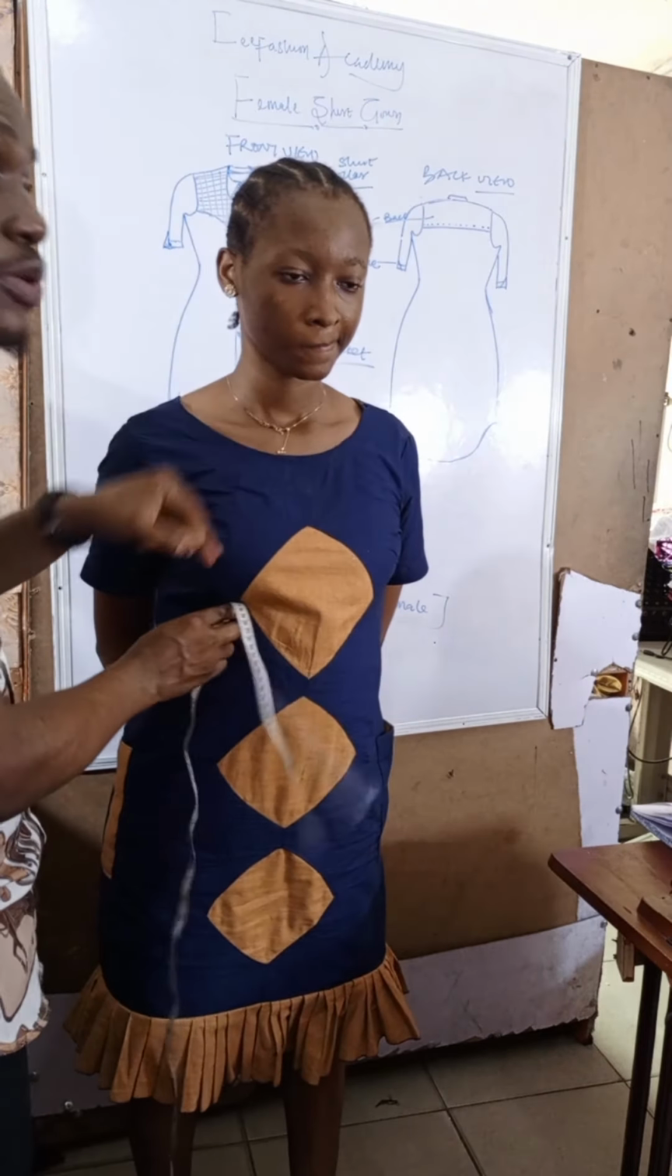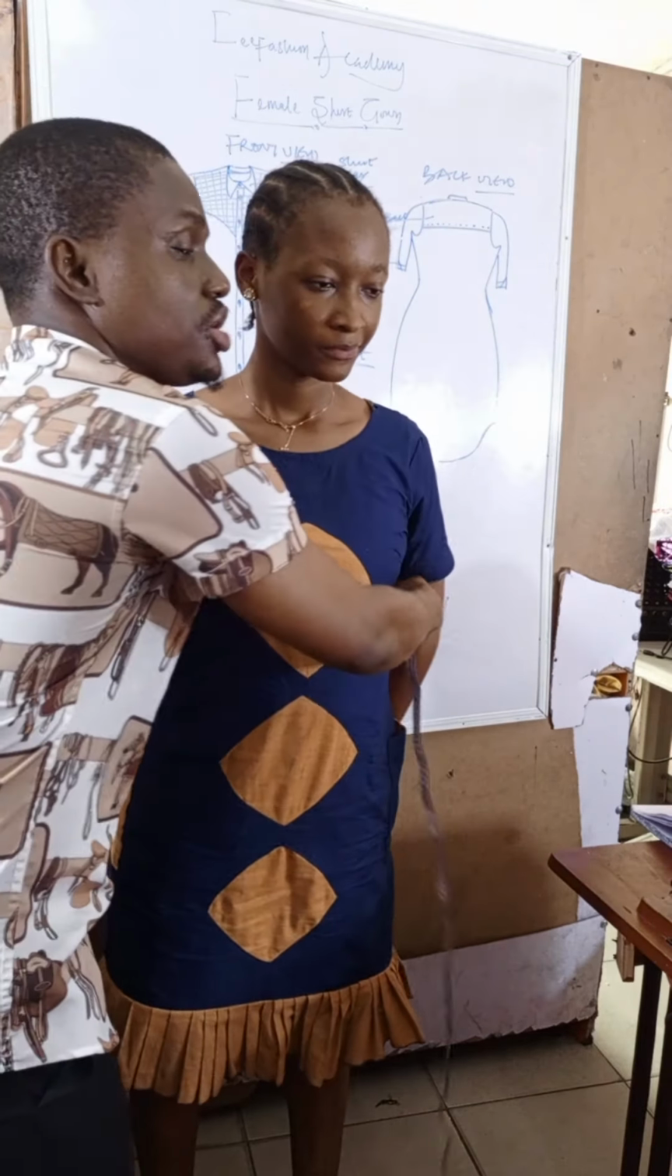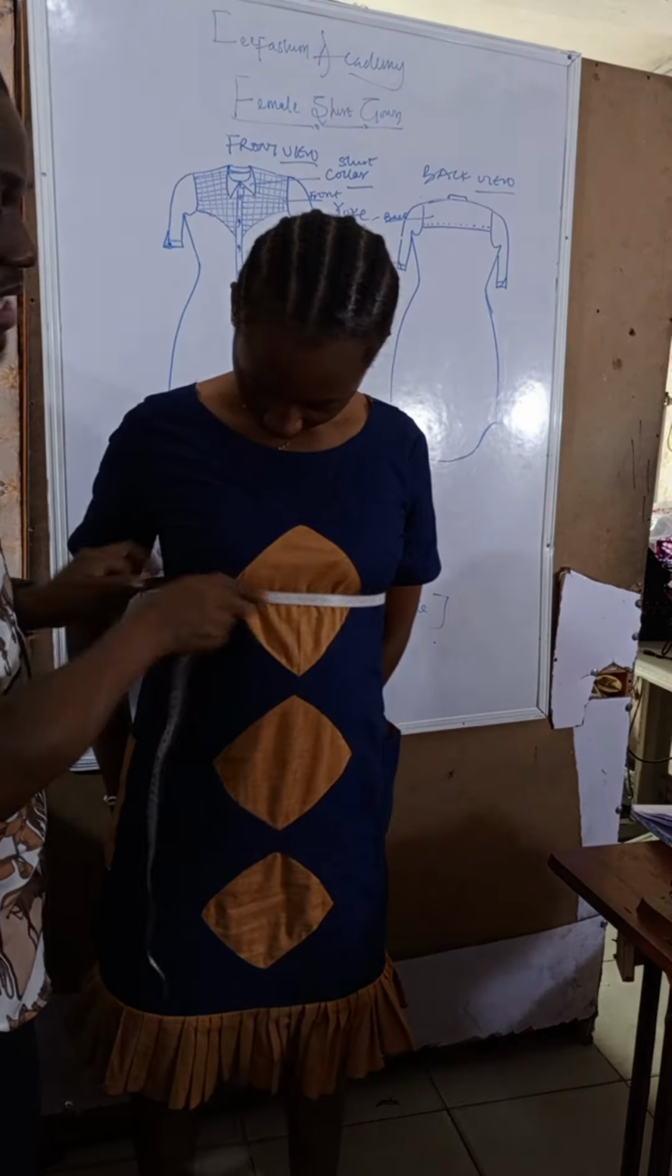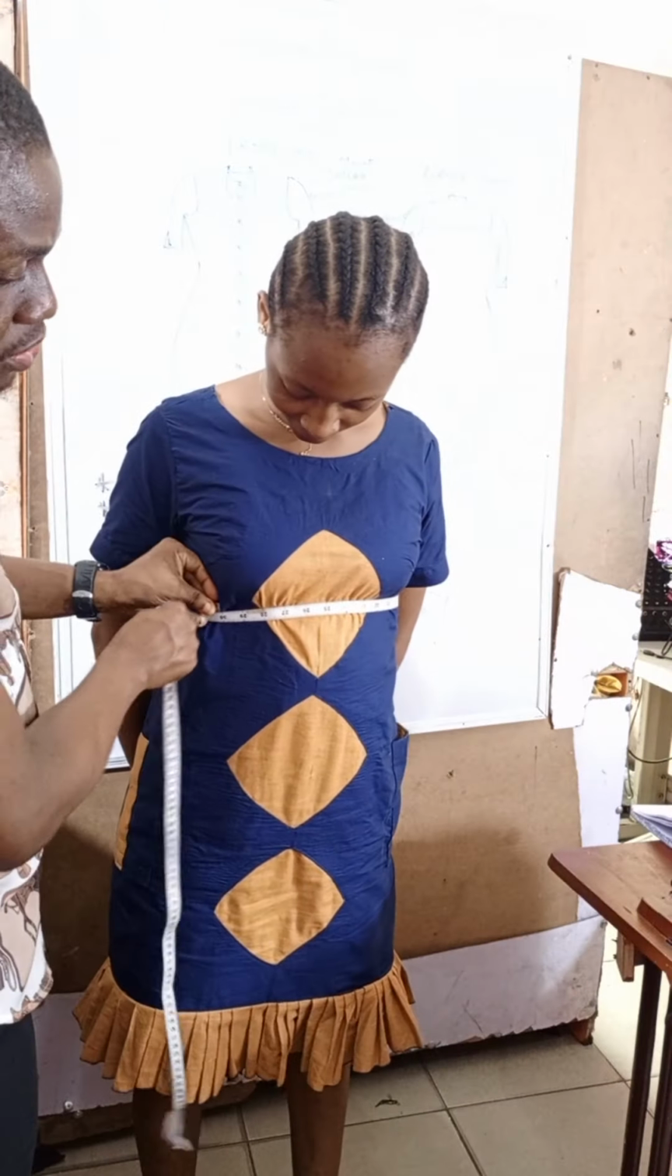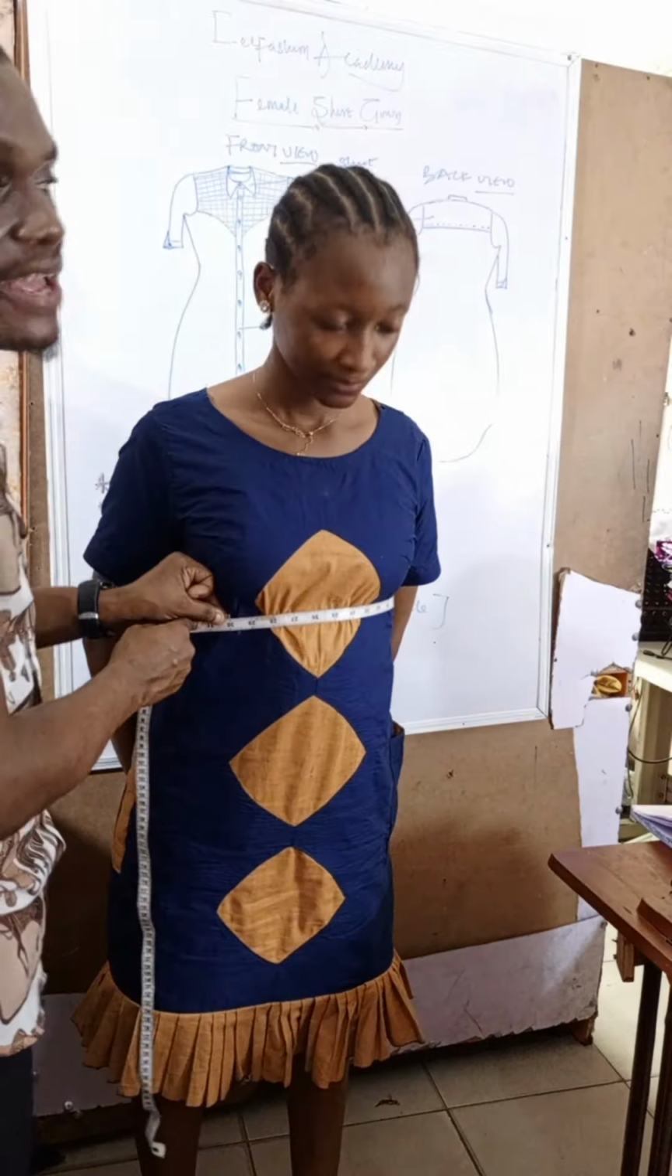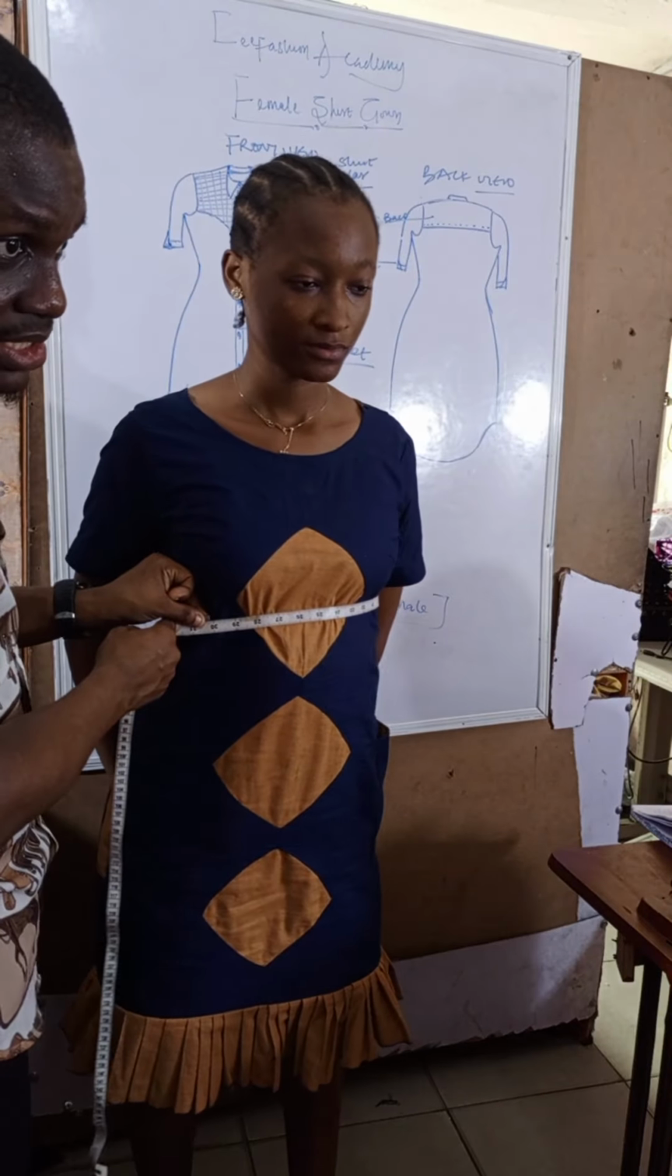Like I said, immediately you finish the under bust, take your tape and place it round the under bust and get the fitted measurement. The fitted measurement in this case is 30 inches. Are you seeing it? Okay.